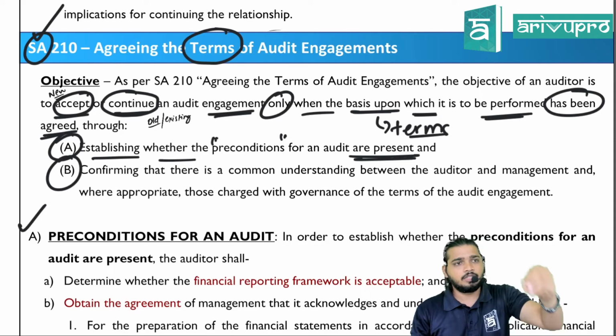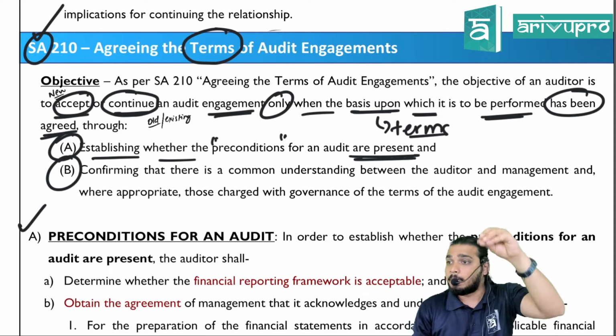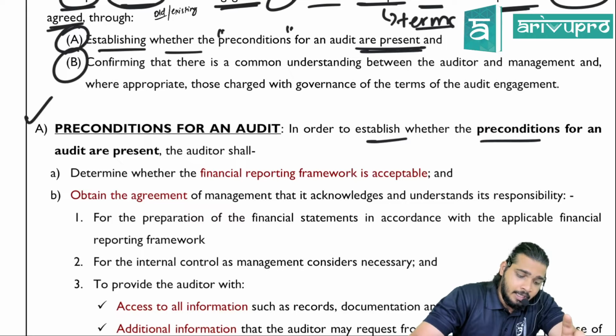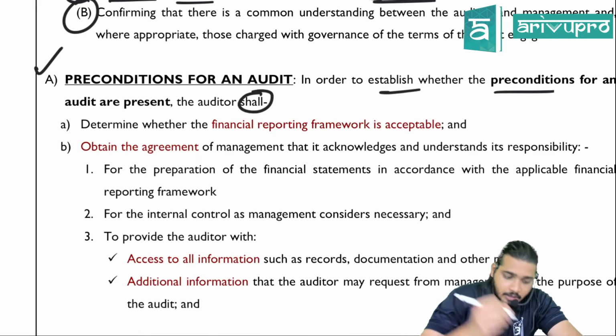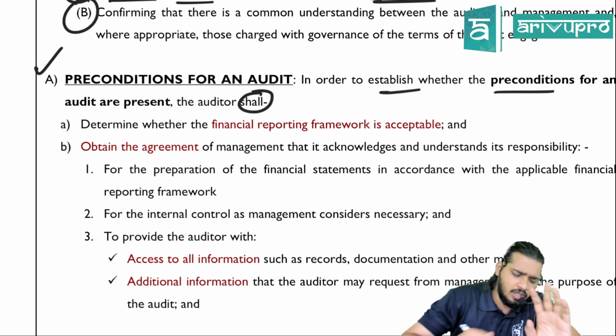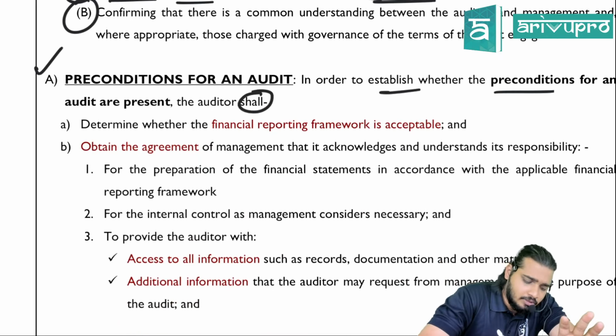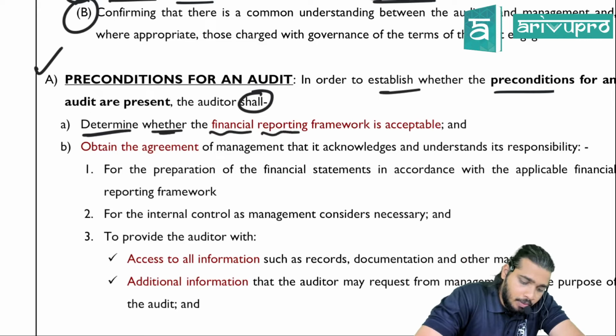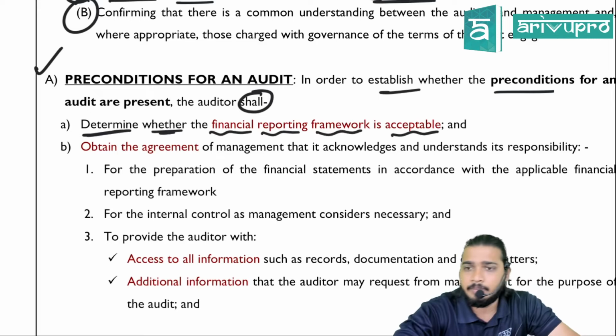So, first I have to check whether preconditions are present. If it is not present, what am I supposed to do? That also will be discussed. So, first let's try to understand what are preconditions for audit. Number one, to establish whether preconditions are there, you should do two things. One is determine. What do you mean by determine? Identify, get to know whether the financial reporting framework is acceptable.